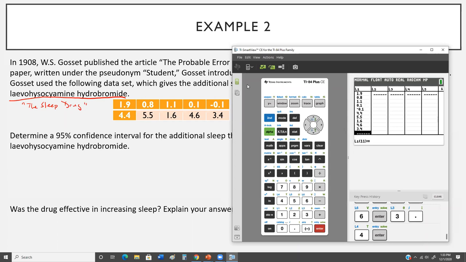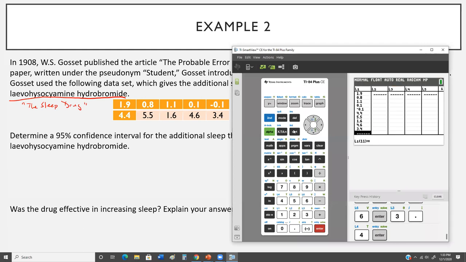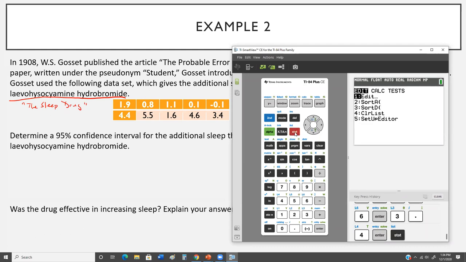Now the next question says, determine a 95% confidence interval for the additional sleep that would be obtained on average for all people who use this. Again, we want our calculator to do this. So hit the stat button after you have the data plugged in, and go over to Tests. Which option do you think we're going to use here? Option 7 or option 8? Why option 8? Yep, that's it. You only use option 7 when you're told the population standard deviation. Nowhere in this problem do I give it to you, so you just have the raw data. So scroll down to number 8, or press 8 on your calculator.